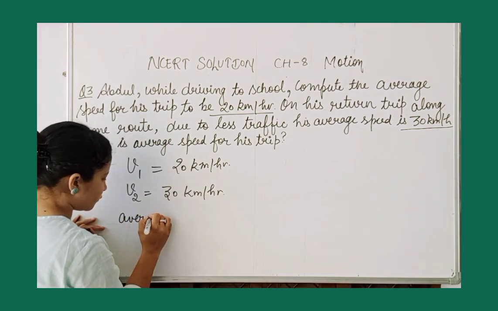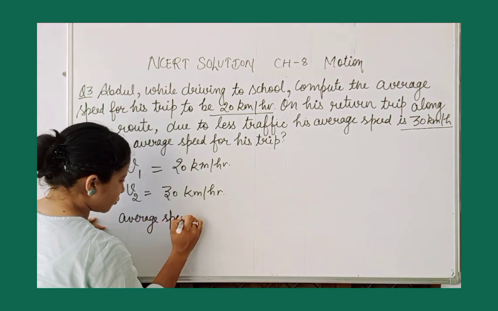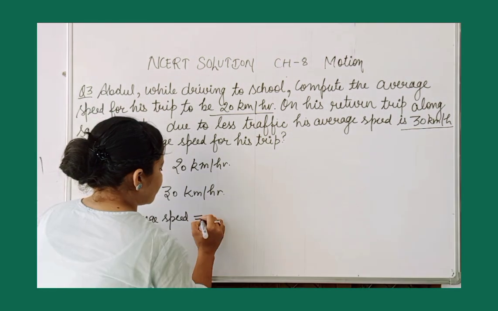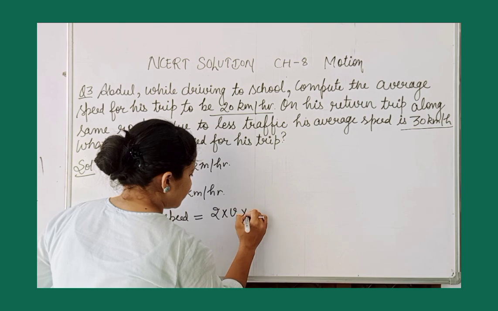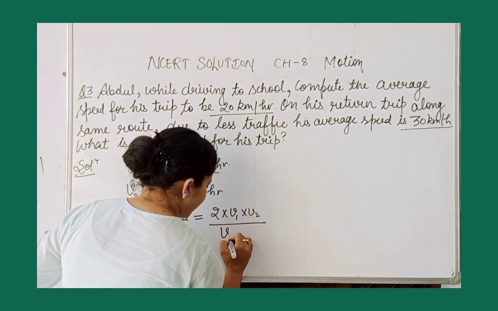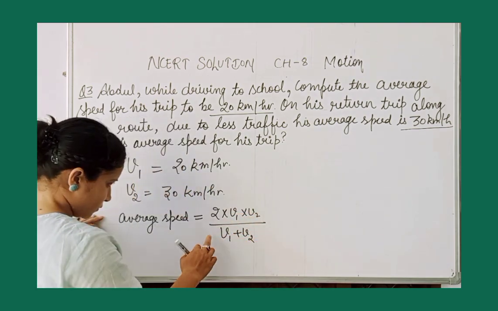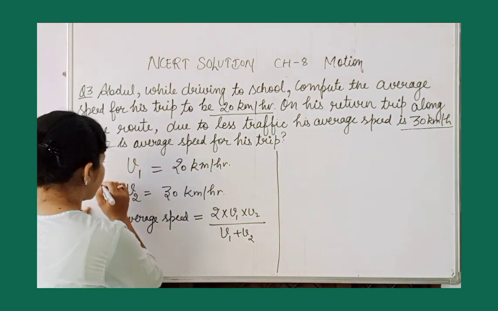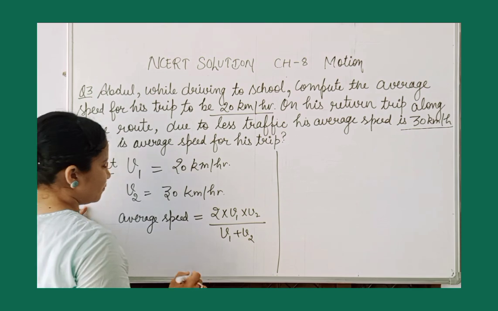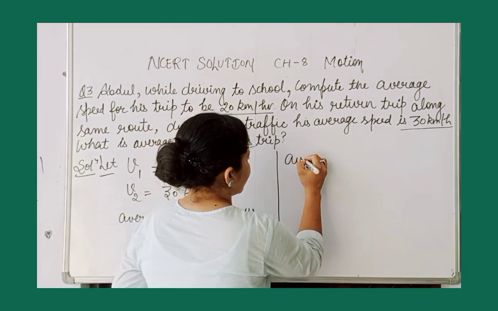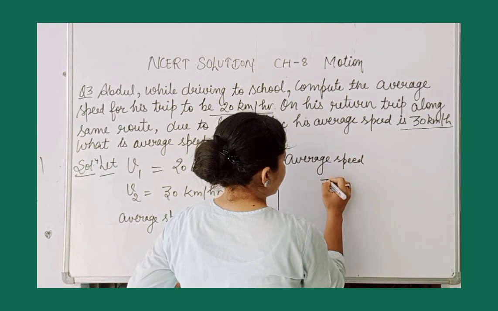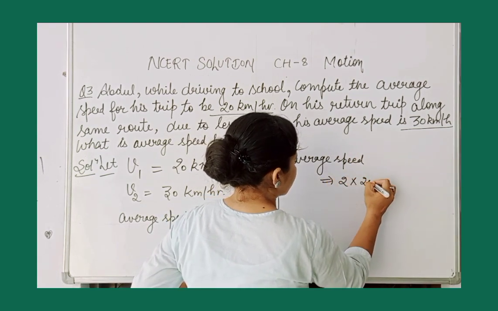To calculate this kind of question, we have a different formula for the average speed. When the path followed is the same, the average speed is equal to 2 multiplied by v1 multiplied by v2, divided by v1 plus v2. Two different average speeds are given here. You can write that. So the average speed of the whole journey would be, we will put the values.